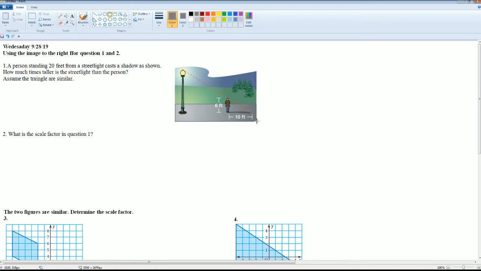Alright, so let's draw the light post first. So this is going to be the light post. Let's draw the light post. So the light post is this high. Oh, let me make that a little bit straighter for you. Alright, that's the light post. And it's going to cast this shadow. So here is the shadow.